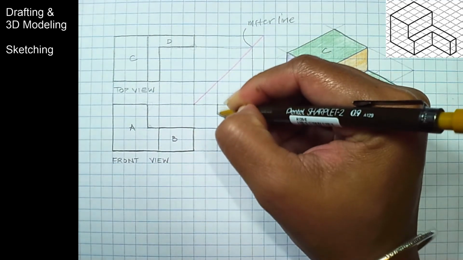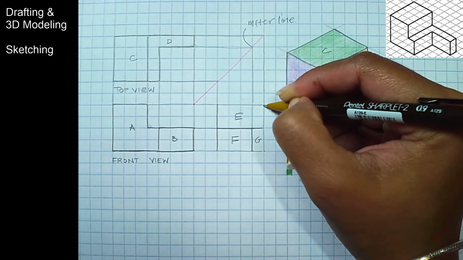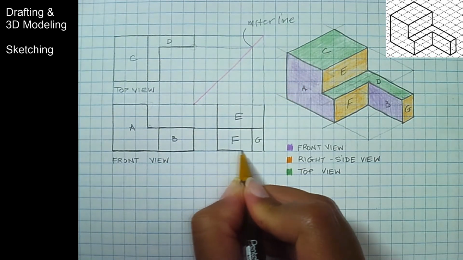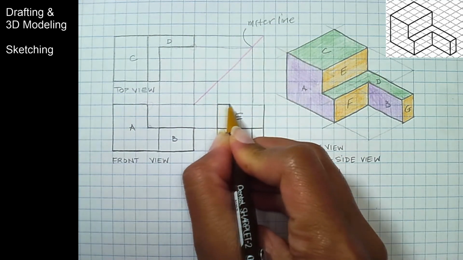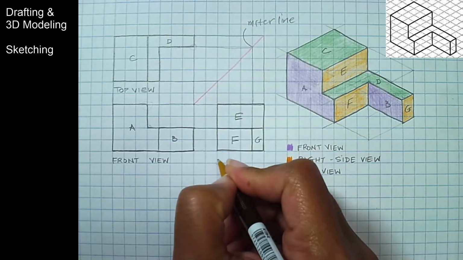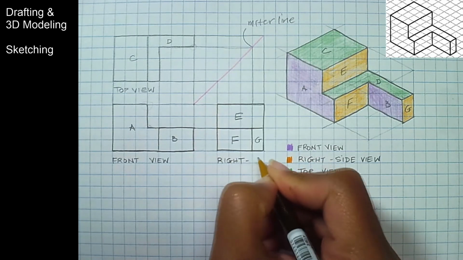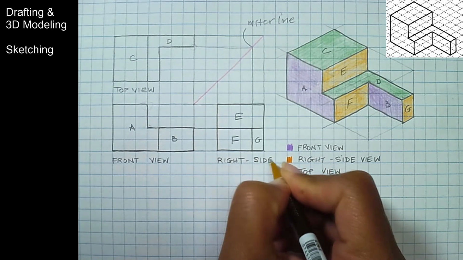So we can define our overall drawing. And this is our right side view.